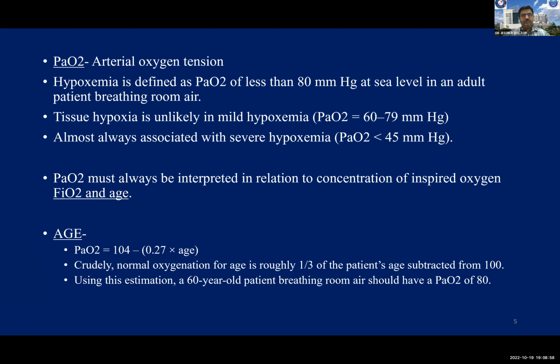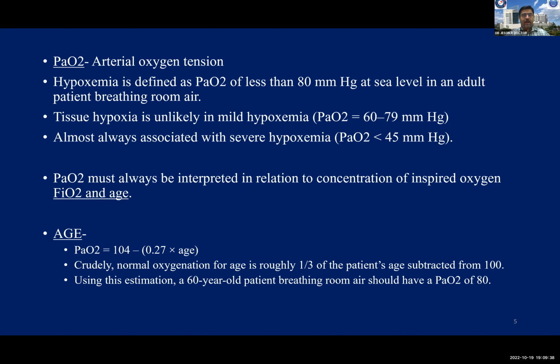Hypoxemia is defined as PaO2 of less than 80 millimeters of mercury at sea level in an adult patient. Each of these words is important, because I will come to that in a minute. So PaO2 of less than 80 at sea level in an adult patient who is breathing room air. Tissue hypoxia is unlikely in mild hypoxemia, when the PaO2 is between 60 and 79, but it is always associated with severe hypoxemia, that is, when the PaO2 is less than 45 millimeters of mercury, giving rise to anaerobic metabolism, lactic acidosis, and so on.